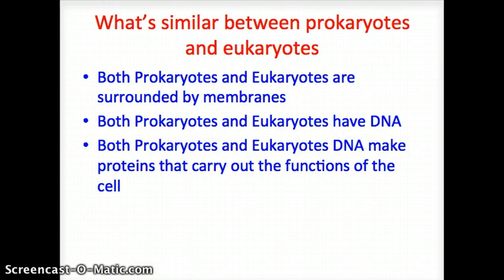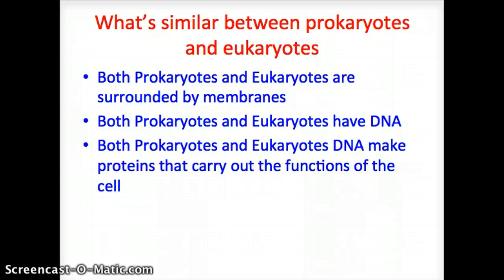What's similar between prokaryotes and eukaryotes? This right here is in red. Red means it goes on the left-hand side of your notes. We see that both prokaryotes and eukaryotes are surrounded by membranes. Both have DNA, and both prokaryotes' and eukaryotes' DNA make proteins that carry out the functions of the cell.